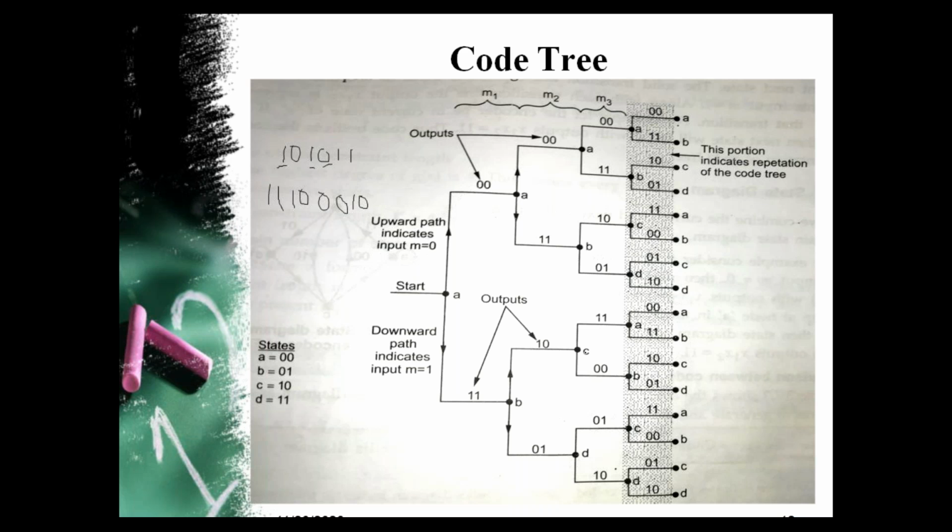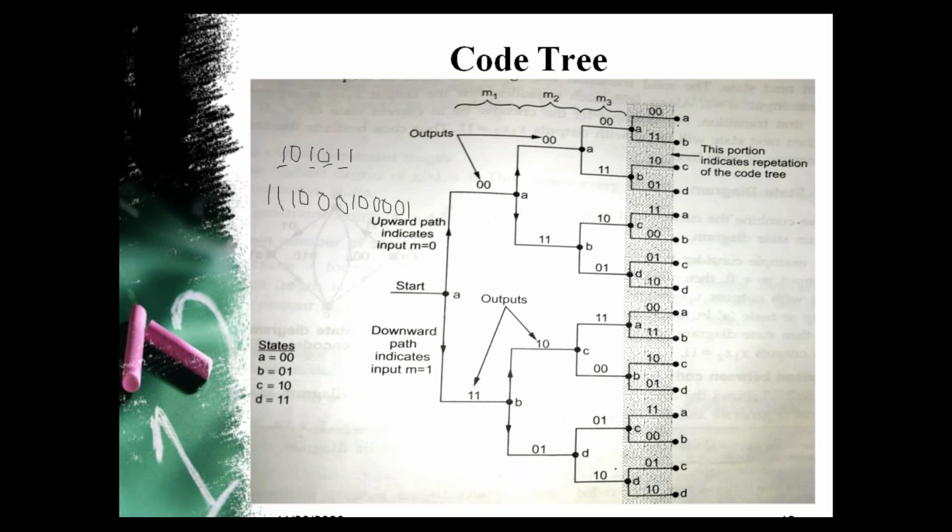Then C is the present state, 0. Next input bit is 1. Therefore, 0, 0 output bits. Then next state is B. Then coming to this B state, input bit is 1. Therefore, the output bits are 0, 1. Okay, in that way, we have generated the 12 output bits.